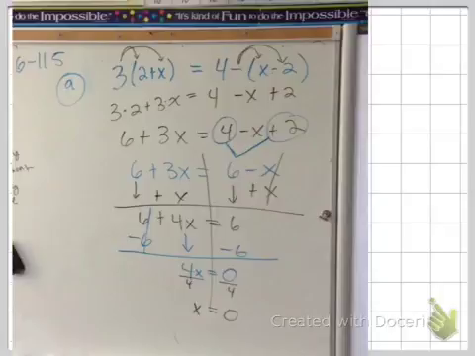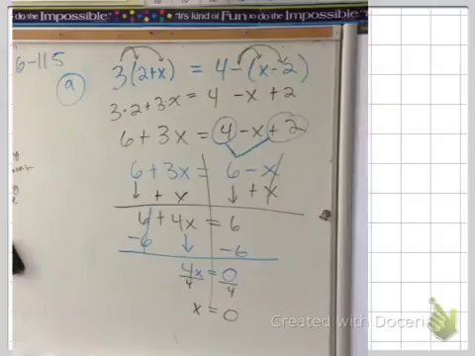Okay? Now you know that 3 times 2 is 6, and 3 times x is just 3x. Over here, the 4, just bring it down, minus x plus 2. Nothing changes.